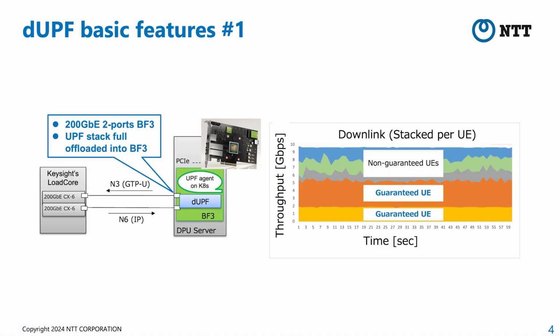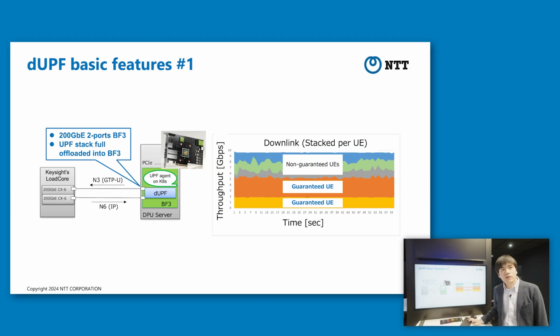And this shows the results of our simple QoS verification for bandwidth-guaranteed users. We are using 200 gigabit Ethernet ports on the BlueField-3 card. In this case, our DUPF is fully offloaded into BlueField-3. And you can see that the QoS functionality unique to telecom networks is realized on the BlueField-3 card.